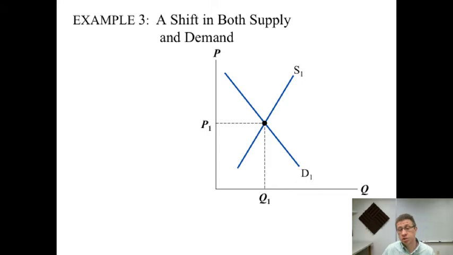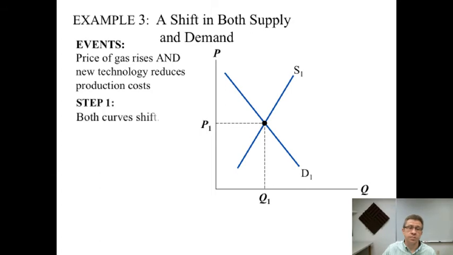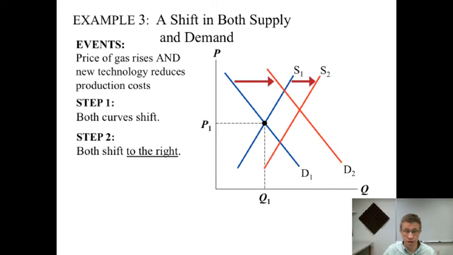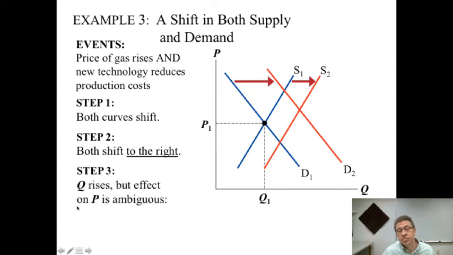I hope you took a shot at trying this on your own. You paused this and did that on your own. So what happens? Well, both curves shift, and both curves shift to the right. So we see an increase in both demand and supply. On your own, you should have found a new price and a new quantity. My guess is, if you did this correctly, you definitely found an increase in quantity. But the change in price could have been an increase, a decrease, or about the same. Right? The quantity rises, but the effect on the price is ambiguous.